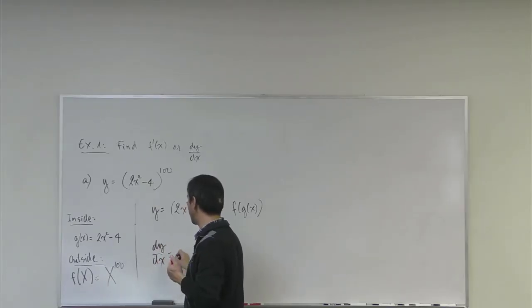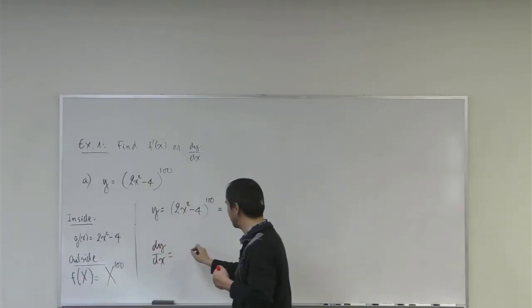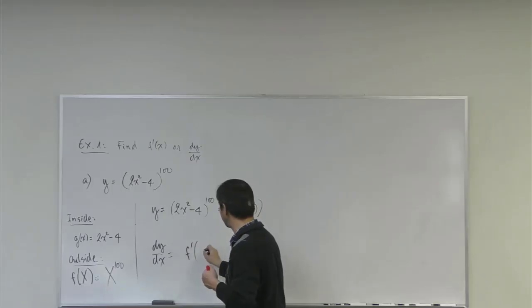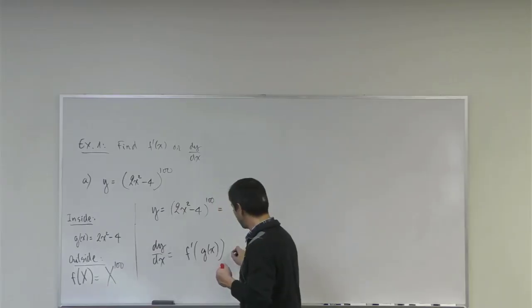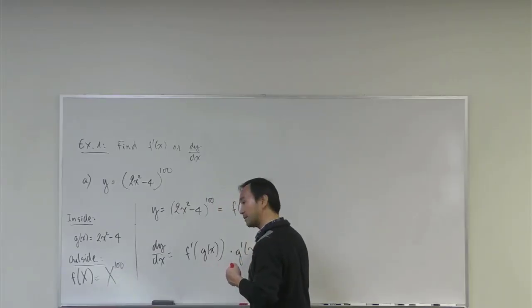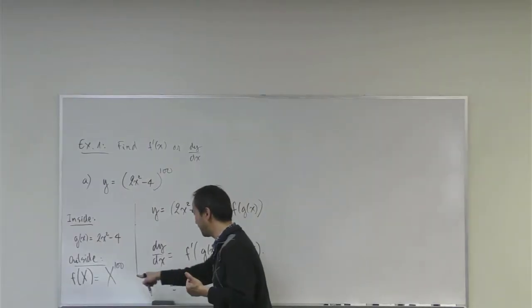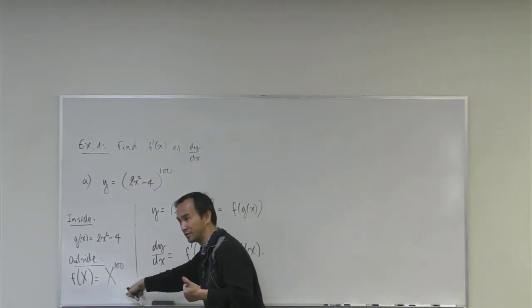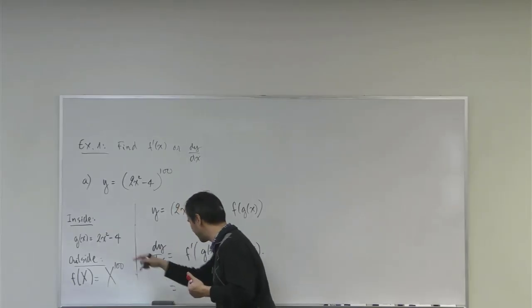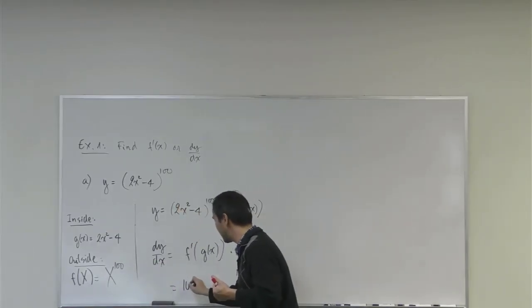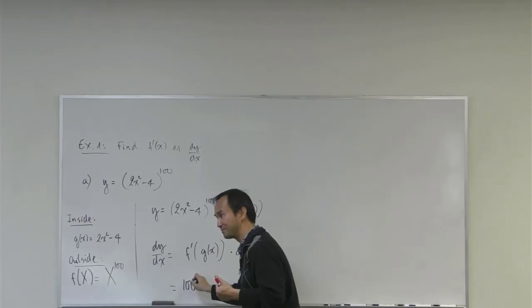The chain rule says you need to take the derivative of the outside, so it doesn't hurt to write it down for the first few times that we're doing it. The derivative of the outside, multiplied with the derivative of the inside. That's what the chain rule says. And so now, what's our outside function? That's the 100 power, right? So when we take the derivative, the power comes down.